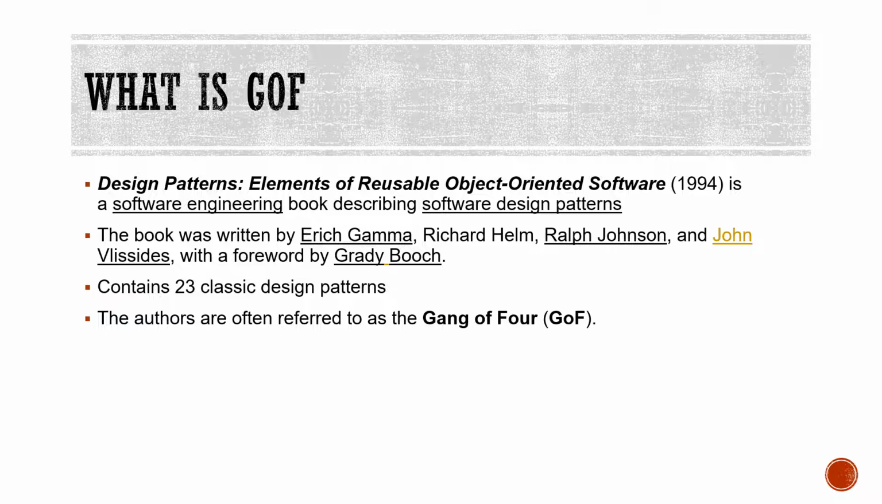So let's talk about what the Gang of Four or GoF is. It started in the book Design Patterns: Elements of Reusable Object-Oriented Software. It was published in 1994. It's a software engineering book describing software design patterns. The book was written by four authors and it contains 23 classic design patterns. The authors are often referred to as the Gang of Four. So that is a brief history of the GoF patterns.